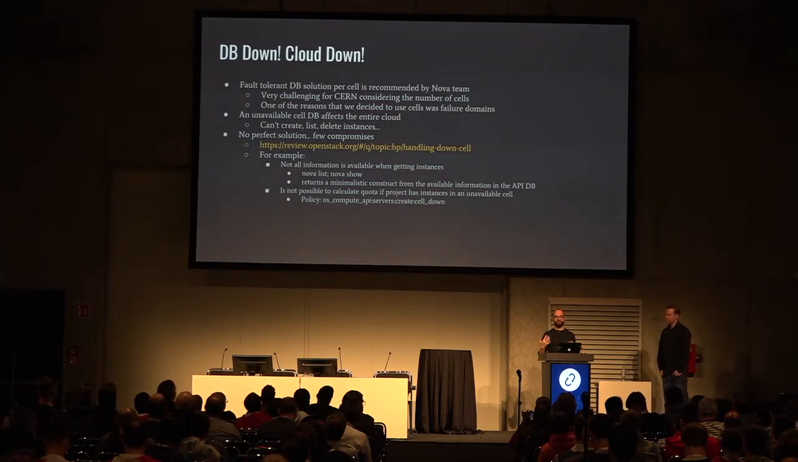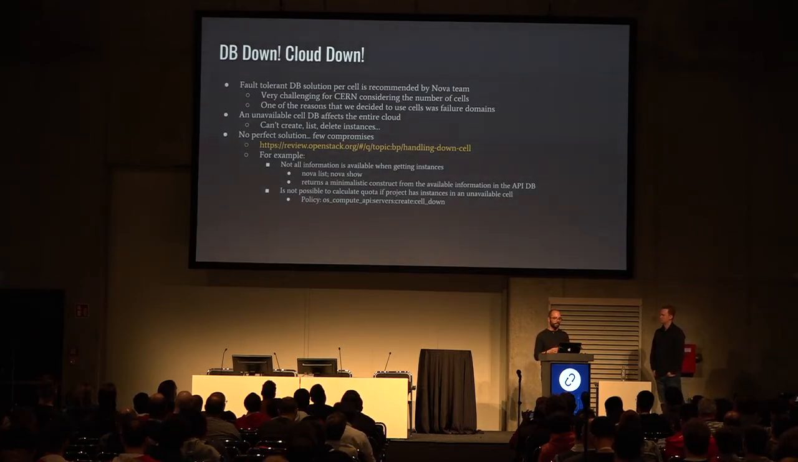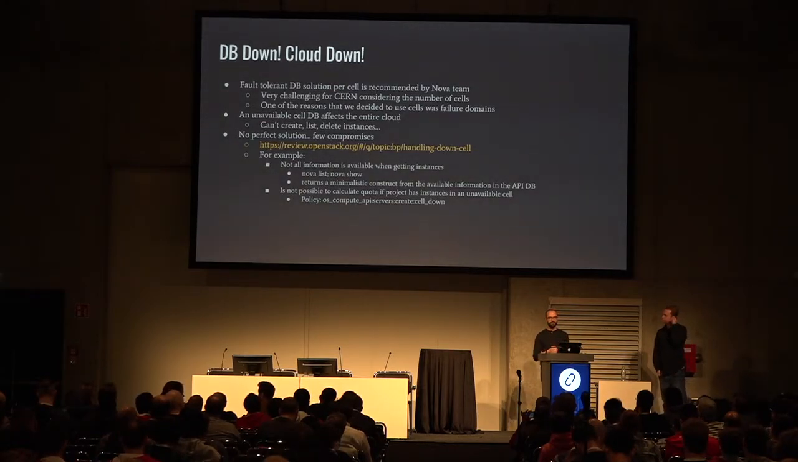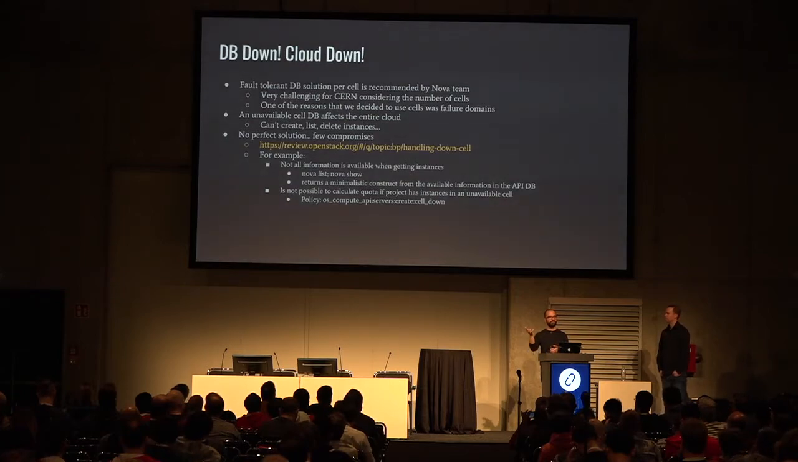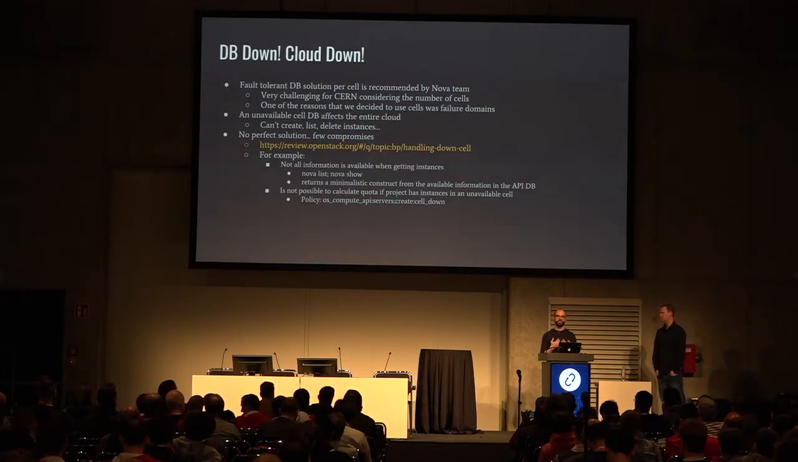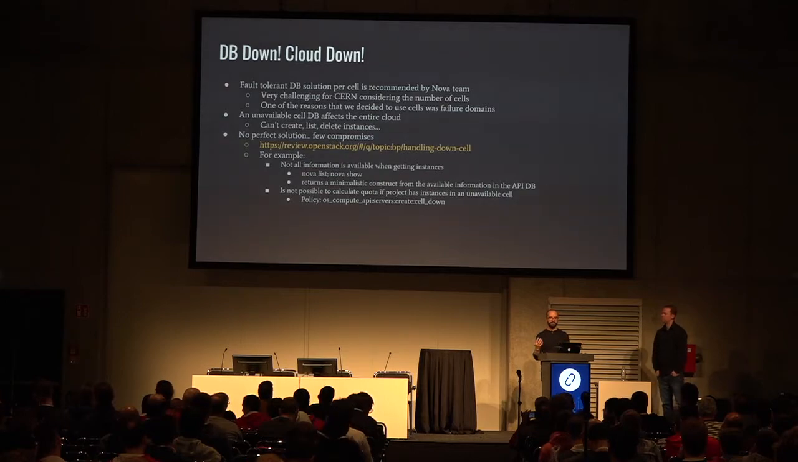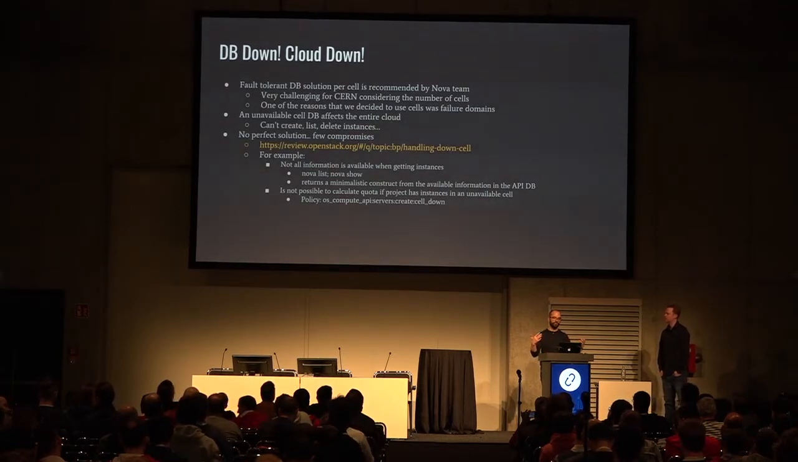The problem is, if you have a lot of cells, it's almost certain that some DBs will be down. Something will happen eventually. Considering the CellsV2 architecture, there is no perfect solution to handle this issue. Actually, the Nova team recommends that you have a fault tolerant solution for your databases, which is reasonable. In our case, it is not very feasible, considering the number of MySQL instances that we have. Currently, we are running 73 cells. If we need to manage clusters or even a replication of each database, it's an operational overhead. So we are trying, with few compromises, to get Nova not to fail when a DB is down.